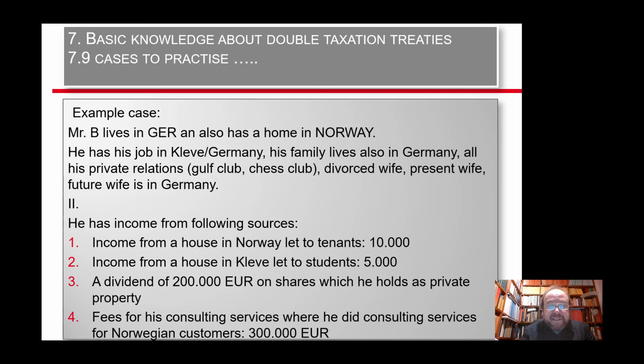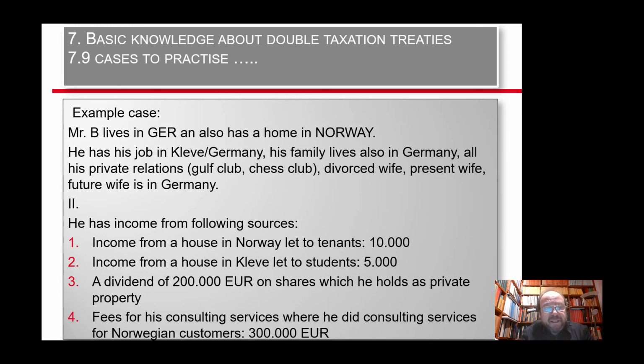Mr. B lives in Germany, and there is a D missing in the slide. You know, nobody's perfect, and I try to be an example for that rule. Okay, and he also has a home in Norway. Good. Why Norway? Answer, why not? He has a job in Kleve, Germany. His family lives also in Germany. All his private relations, golf club, chess club, divorced wife, present wife, future wife, are in Germany.